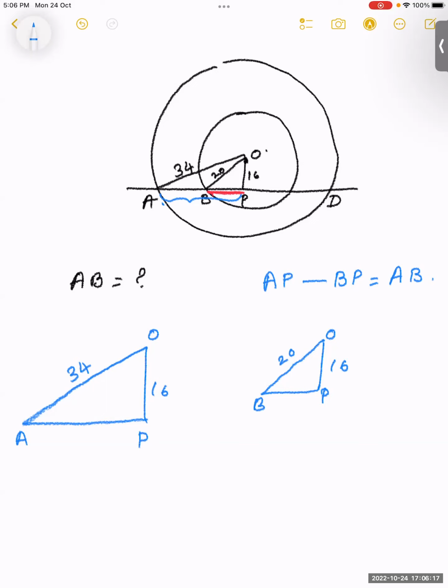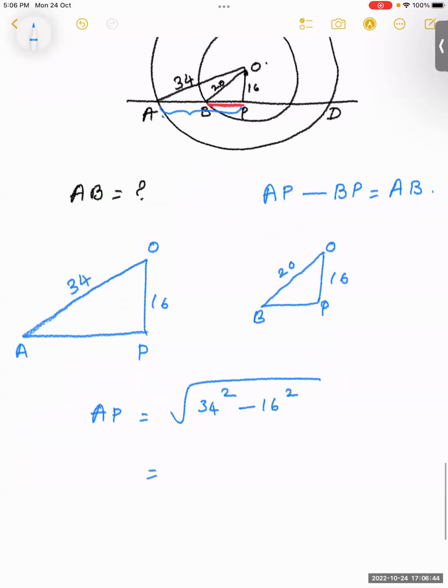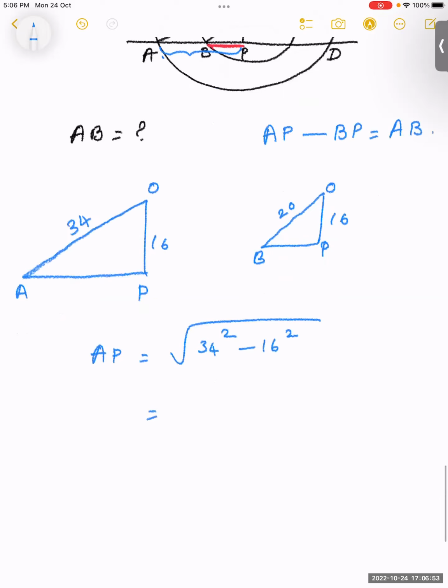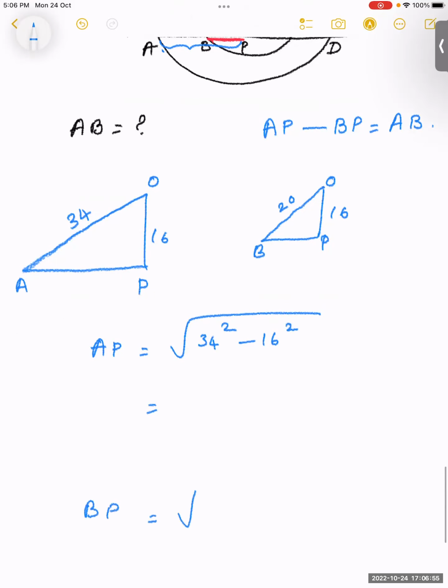Yes or no? Shreya and Eva, what do you think? Ma'am, I'm solving it. Good, go ahead then. Others, please use Pythagoras theorem and solve for AP and BP and tell me what you get. Ma'am, BP is 12 centimeters and AP is 30 centimeters. Must be, I'm not sure.